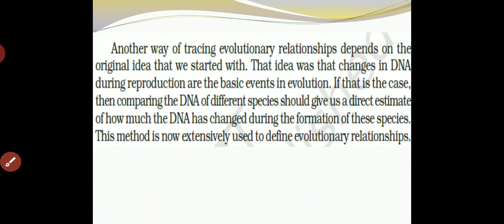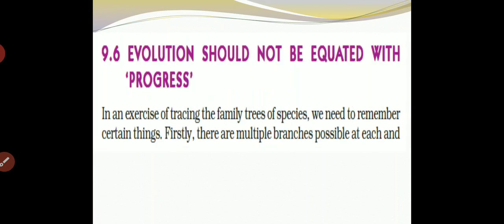Now another way of tracing evolutionary relationships depends on the original idea that we started with. That is, the idea that change in DNA during reproduction can be seen as evolution. If that is the case, then comparing the DNA of different species should give us a direct estimate of how much the DNA has changed during the formation of the species. This method is now extensively used for defining evolutionary relationships. So by comparing the DNA of different species, we can estimate how much evolution has taken place because of the change in DNA.